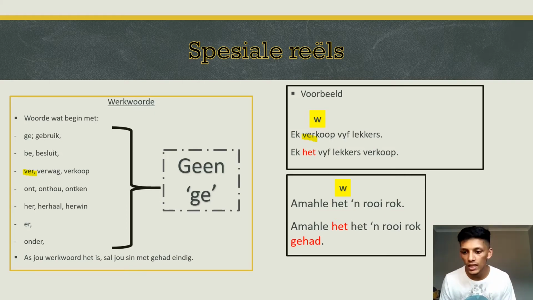Daar is 'n fout in hierdie sin. Daar is nie 2 het nie hier. Daar. So, Amahle het 'n rooi rok gehad. So if you can see here in the sentence, het is still the verb, it's still in the same position. If you want to actually make your life easier, what you can do is write the exact same sentence down, and all you do at the end of the sentence is write gehad. Do you understand? So you will say, Amahle het 'n rooi rok. Amahle has a red dress. But we want to change it to past tense, so it will be Amahle had a red dress.